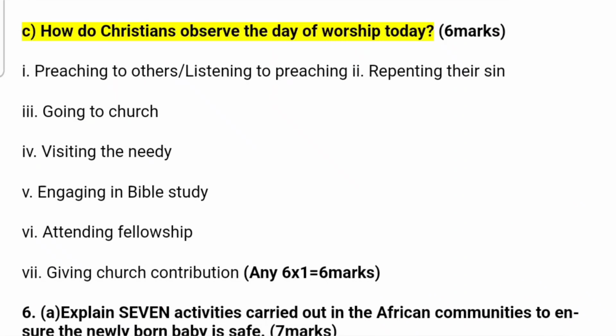C. How do Christians observe the day of worship today? 6 marks. 1. Preaching to others, listening to preaching. 2. Repenting their sins. 3. Going to church. 4. Visiting the needy. 5. Engaging in Bible study. 6. Attending fellowship. 7. Giving church contributions.